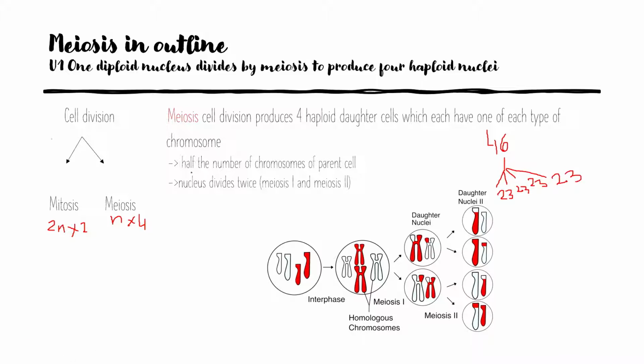And then the second point is the nucleus divides twice. So we have meiosis 1 and meiosis 2. And we can see that down here. So meiosis 1 first, and then we have meiosis 2. So in the first division, we only have 2 daughter nuclei. And then with meiosis 2, we end up with 4.